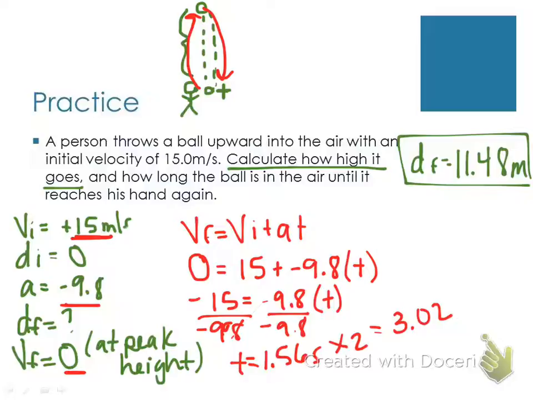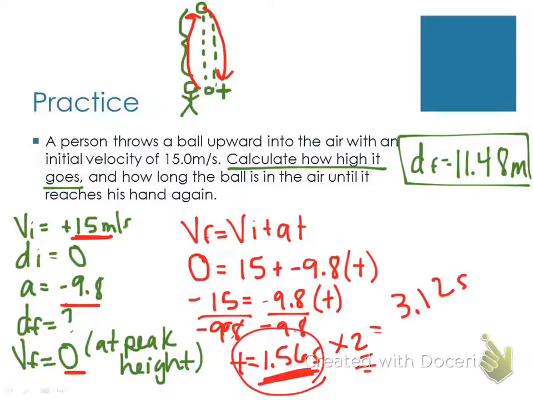I get 3.02. Okay, depends on where you rounded the time. So if I took 1.56 seconds times 2, that means I get 3.12. But if you're around that 3.0 to 3.15 range, that's fine. 3.12 seconds. The reason we multiply it again here by 2 is because this 1.56 is only the up. That means we have to multiply by 2 to make it come down. So that is one way here that we can solve for time.